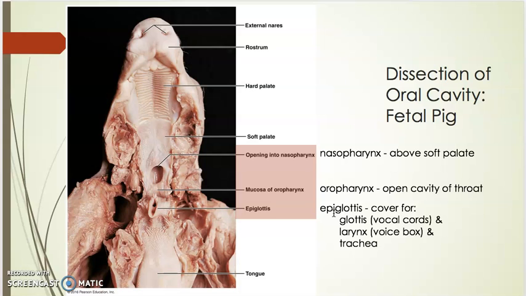The epiglottis is a flap that goes over the glottis, which are vocal cords that are in the larynx, which is the voice box, not the pharynx, which is the entire throat. The larynx is the voice box. And then you proceed down into the trachea with your air that breaks into the bronchi into the lungs. So be aware when you watch the videos of the differences in the pharynx words, the larynx words, and the glottis words.